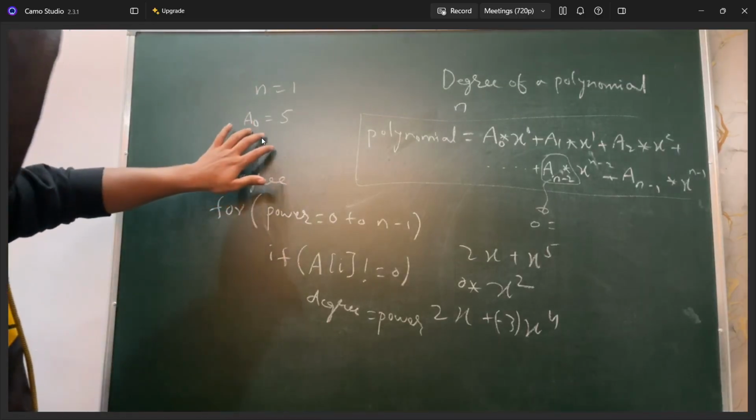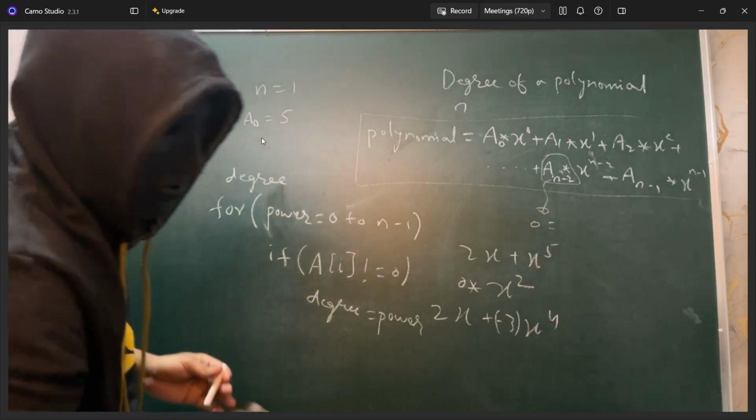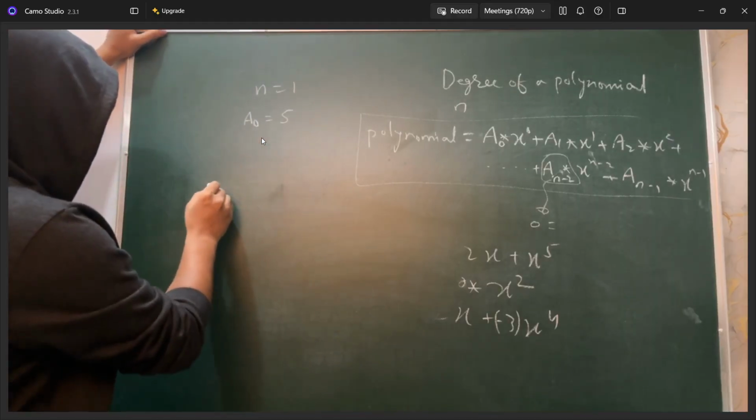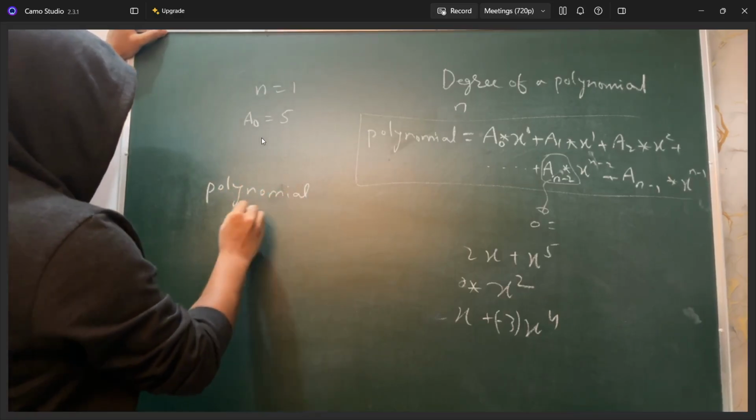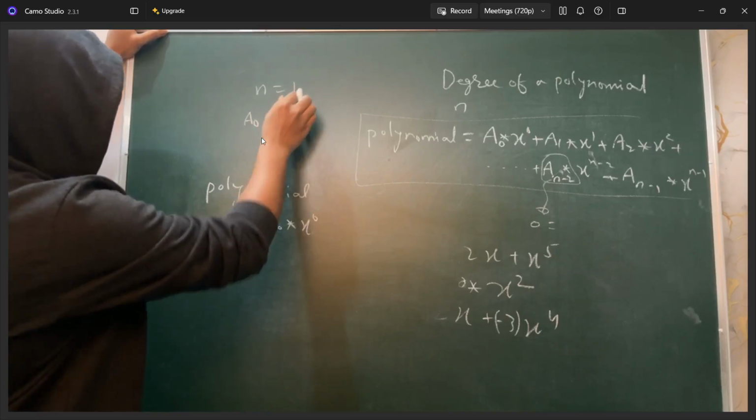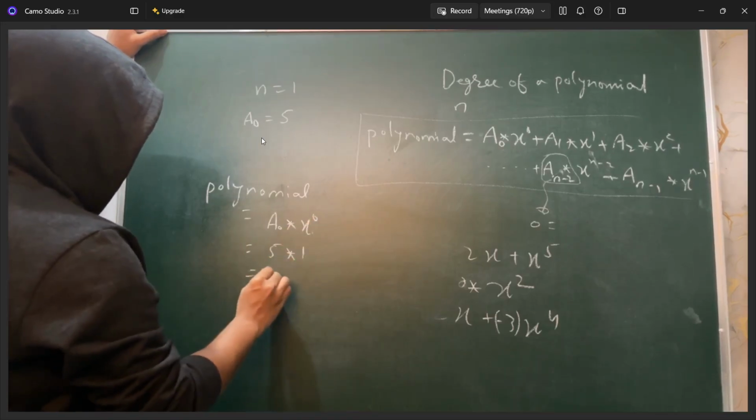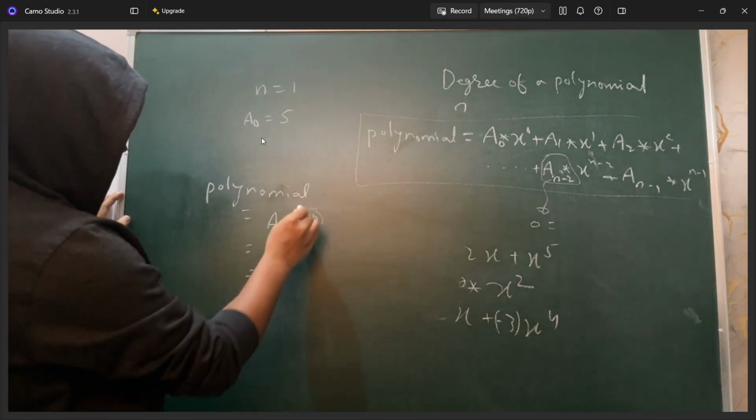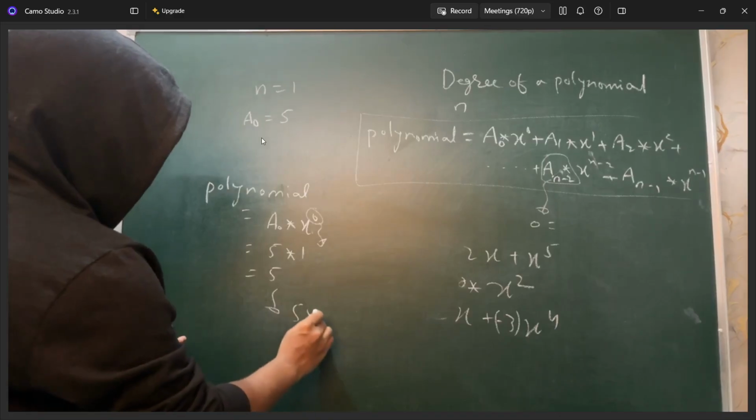So what I mean to say is that in this case you have n as 1, which means your polynomial will boil down to a naught into x power 0, because you have only one term. What is a naught? A naught they've given is 5 and x power 0 is 1. So this is the polynomial you have, and if you want to find the degree of this polynomial, you have 0, right? This is the highest degree because your expression is 5, and this can be written as 5 into x power 0.